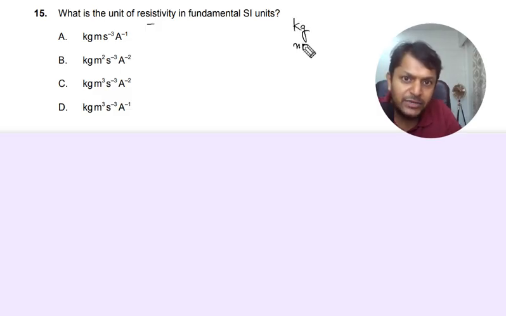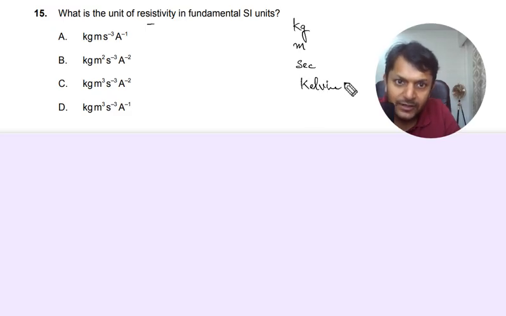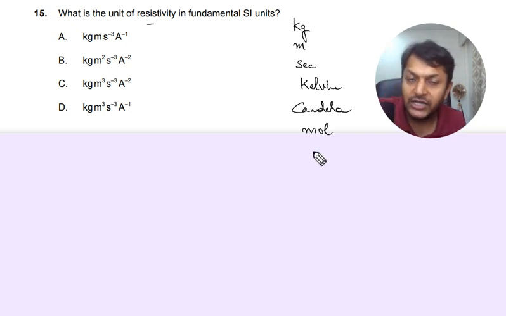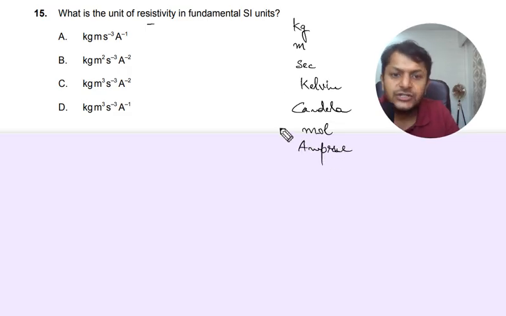Starting with kg for mass, and then meter for length, then second for time, and for the temperature it is Kelvin. For light it is candela. For amount of substance it is mole. And the 7th one is ampere for the current. So these are the 7 fundamental units.